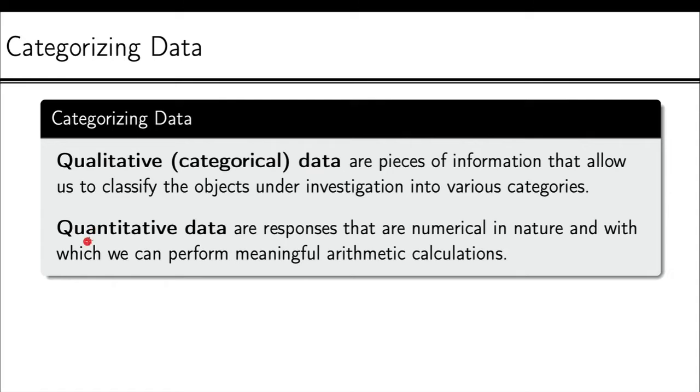Our next type of data is quantitative data, and that's where our responses are numerical, numbers, and where we can perform meaningful arithmetic calculations. Now, this is important here because this means that I can take the numbers and I could maybe add them or subtract them or multiply and say, this number is double that. And it actually means something important.